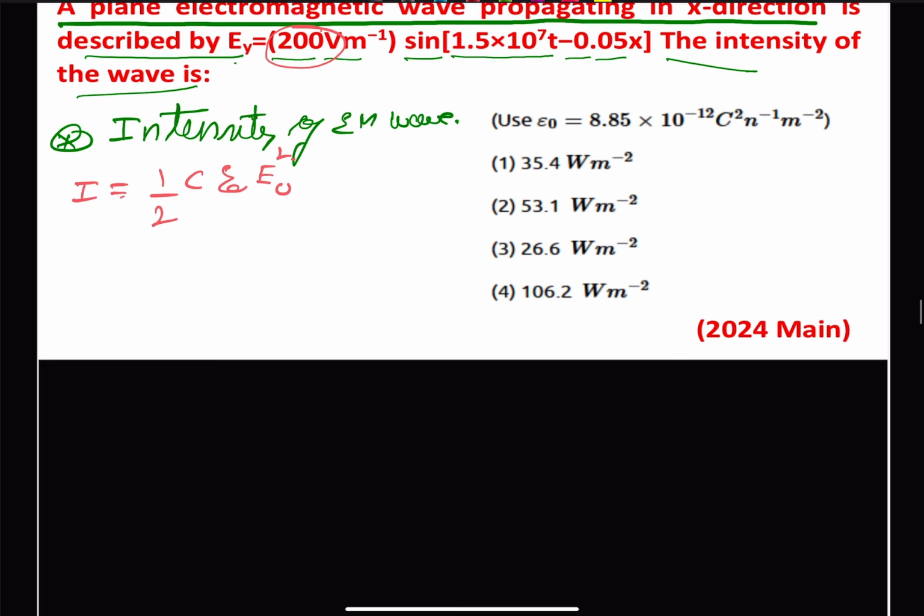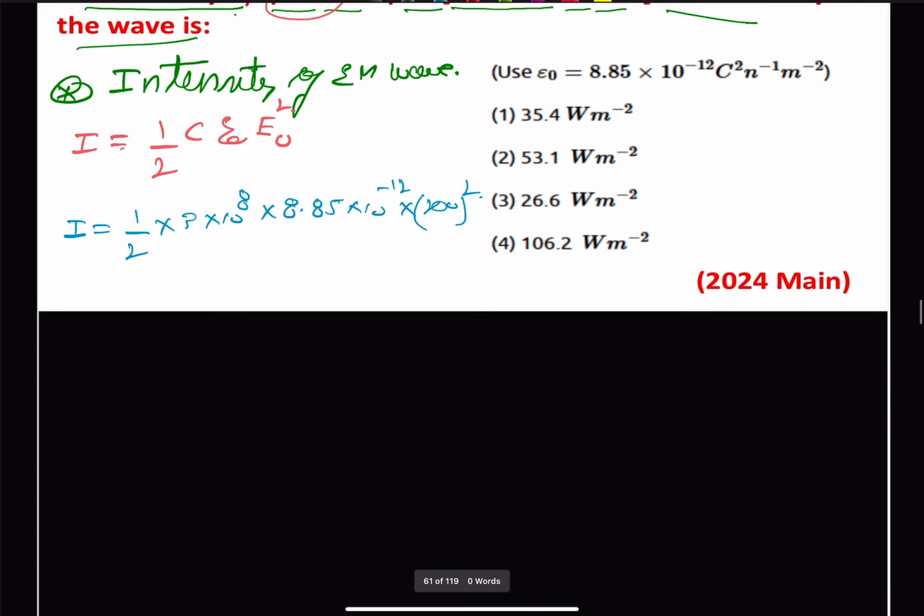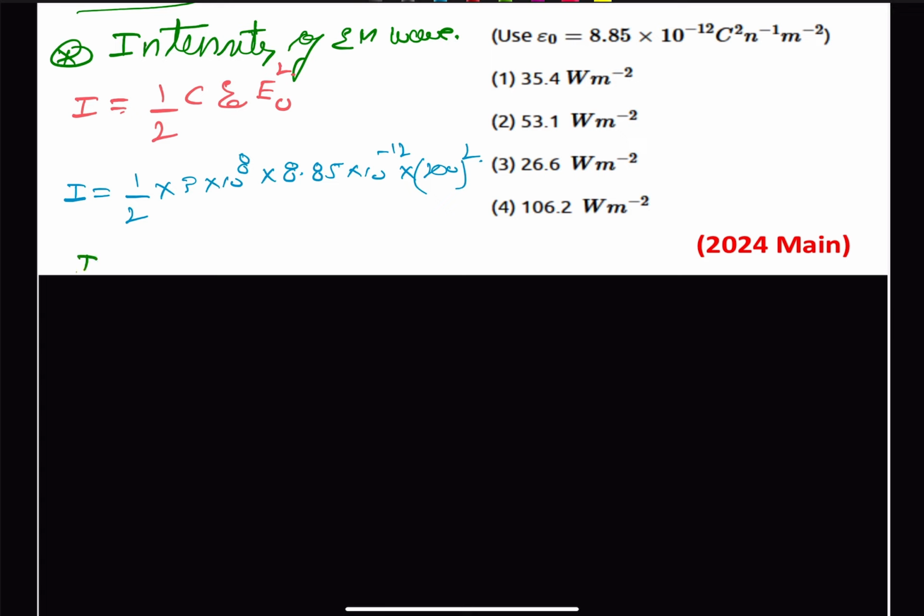Okay, we substitute the values, rest of the things are standard. So we get I is equal to 1/2, c is 3 into 10 to the power 8, epsilon naught is given to us as 8.85 into 10 to the power minus 12, and E naught is 200 and its square. So we get from here that our intensity will be approximately equal to 53.124 watt per meter square. So option number 2 is correct.